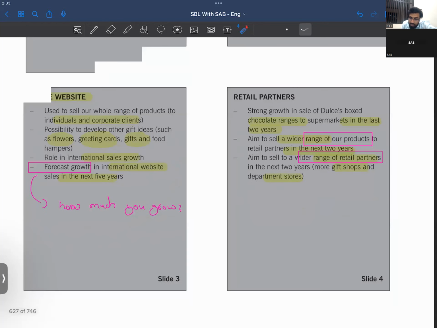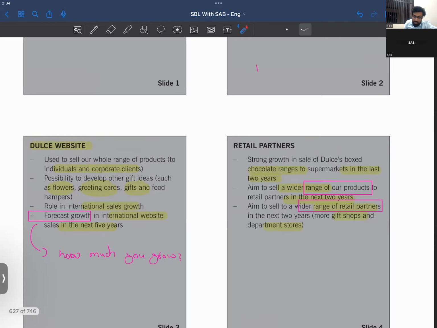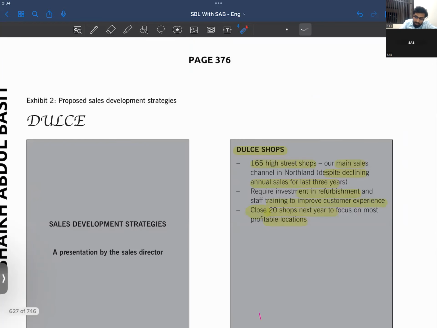And similarly, retail partners: there is strong growth in sales of Dell's boxed chocolate ranges to supermarkets in the last 2 years. The strategy aims to sell a wider range of our products to retail partners in the next 2 years, with more gifts here. So these are the three strategies which the sales director has proposed.